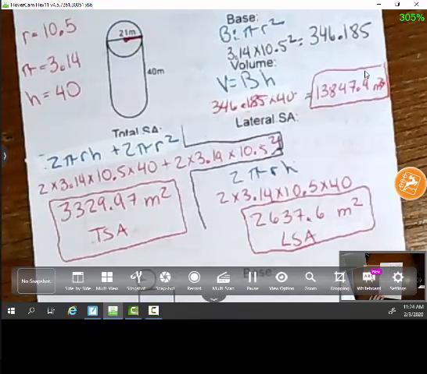Alright, let's go to the top right. Find r, pi, and h in both surface areas.